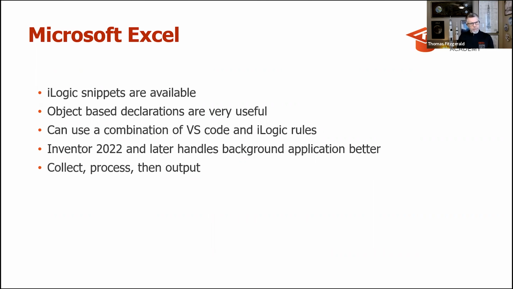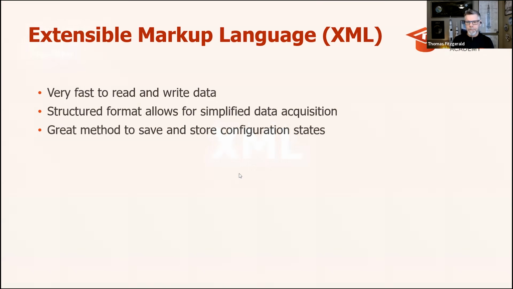So if you're using Inventor 2022, I found that it's much, much faster. It goes and cleans up and handles those background applications far better than the previous version. So take a look at that. If you're using Excel and you're seeing that that's troublesome for you in terms of those background applications, take a look at Inventor 2022 and do some benchmarking. You'll see it's considerably faster. All right.